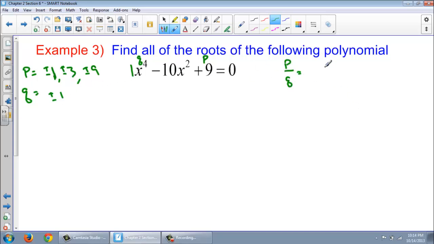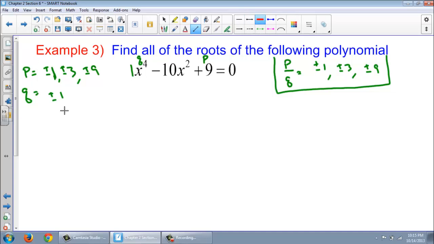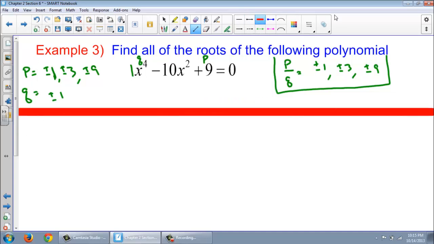1 divided by 1 is 1. 3 divided by 1 is 3. And 9 divided by 1 is 9. So our only possibles are 1, -1, 3, -3, 9, -9. Okay, let's put a bar down so we can separate our work. And this is how you go about starting the problem.